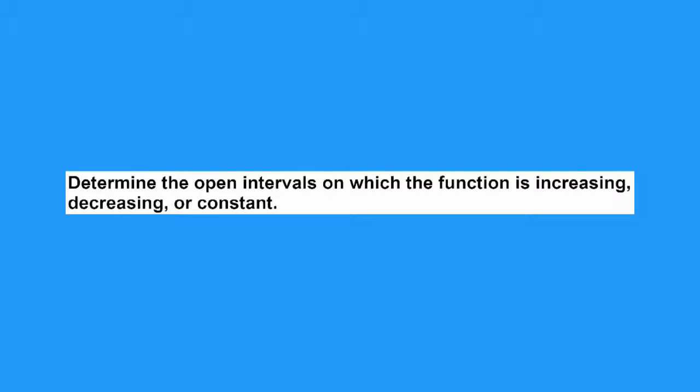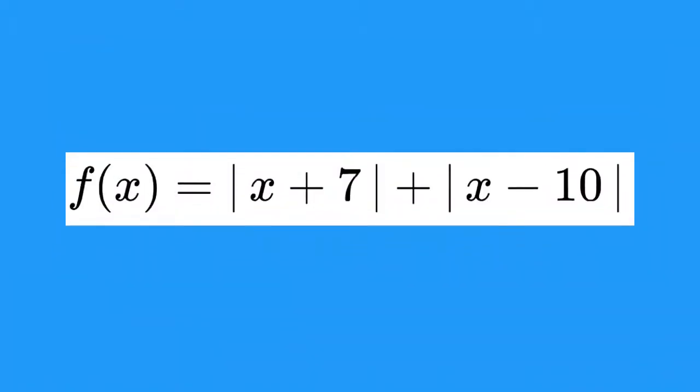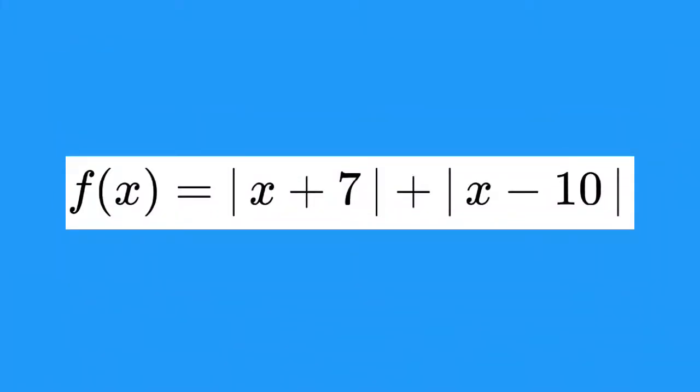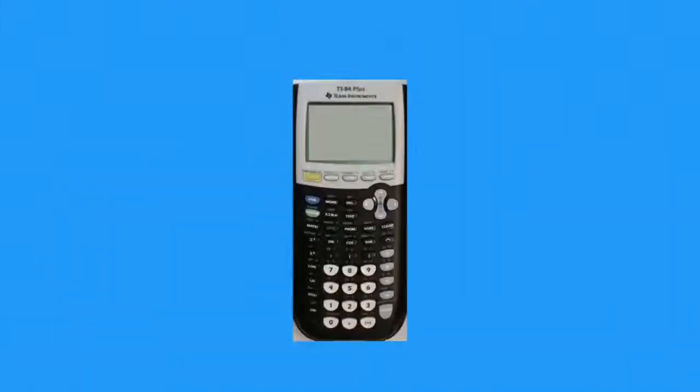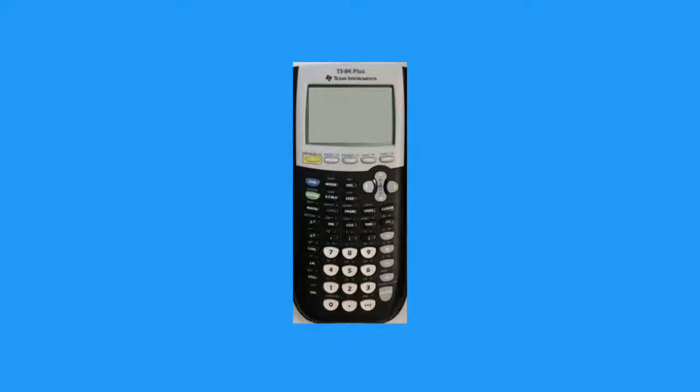We will be answering this question, where the function is f of x equals the absolute value of x plus 7 plus the absolute value of x minus 10. We will be using a TI-84 to help us visualize this problem. Press the y equals key.